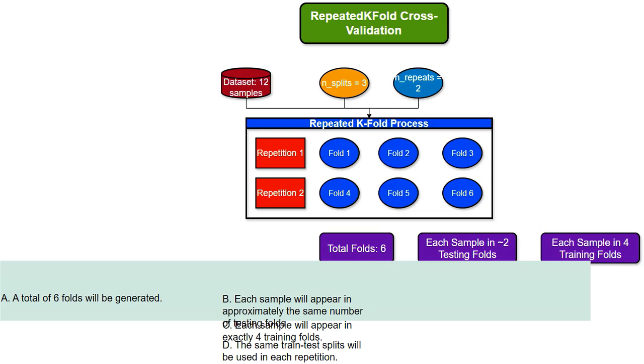RepeatedKFold aims for a balance, but because of the way K-fold works, it's not perfectly even. The number of times each sample appears in the test set will be close to the number of repetitions, which is 2 in this case.